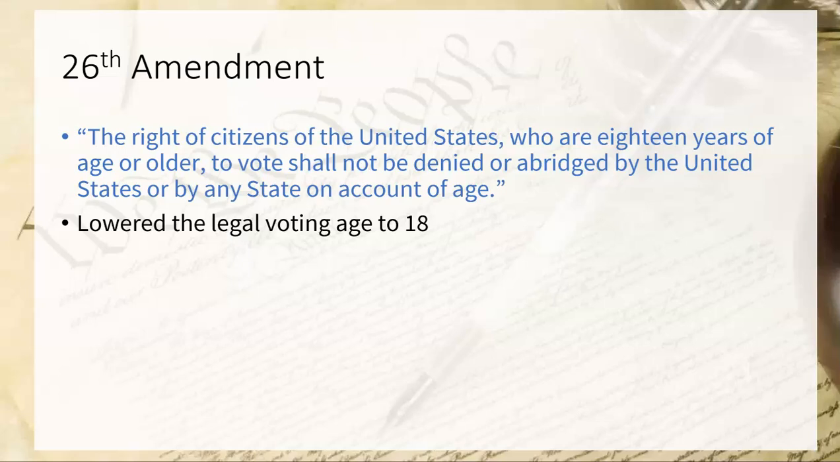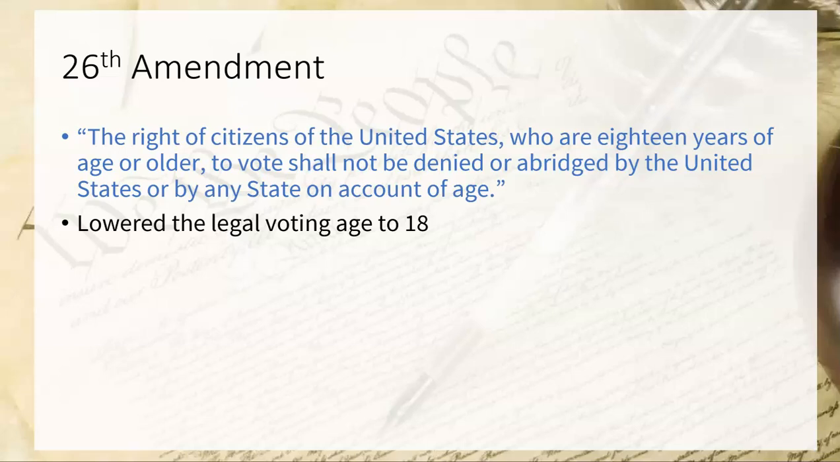The reason they passed this is because at the time of the Vietnam War, 18-year-olds were being drafted to fight for the United States, but they couldn't vote for the politicians who were sending them overseas to fight in a very widely unpopular war. So that's why there was a big push for the 26th Amendment. It passed through very, very quickly, and that's why the voting age was lowered to 18. It was a very, very popular amendment at the time.